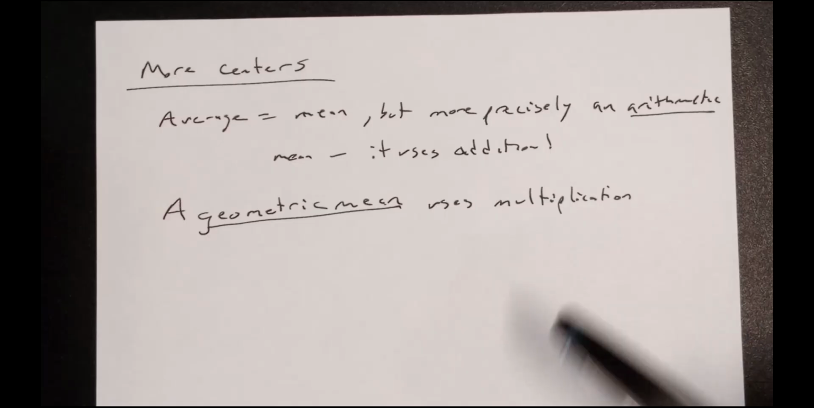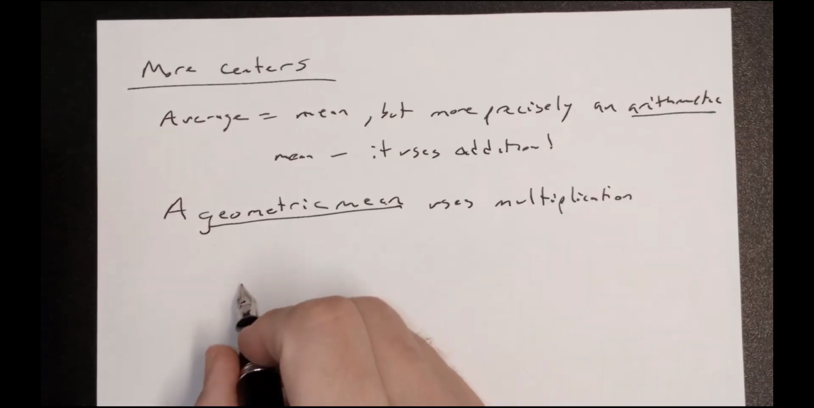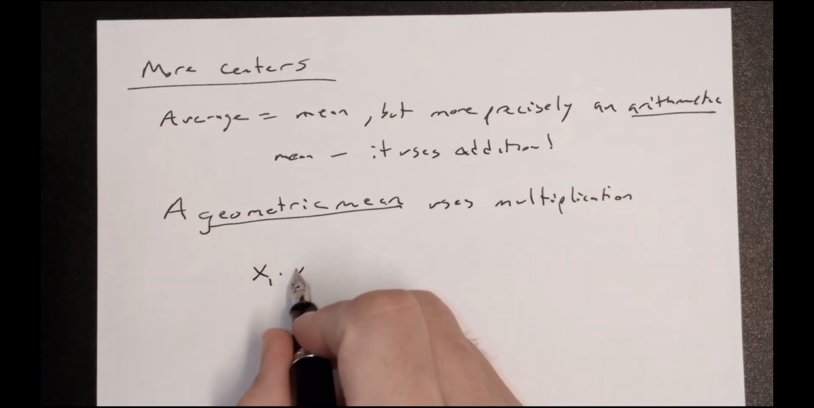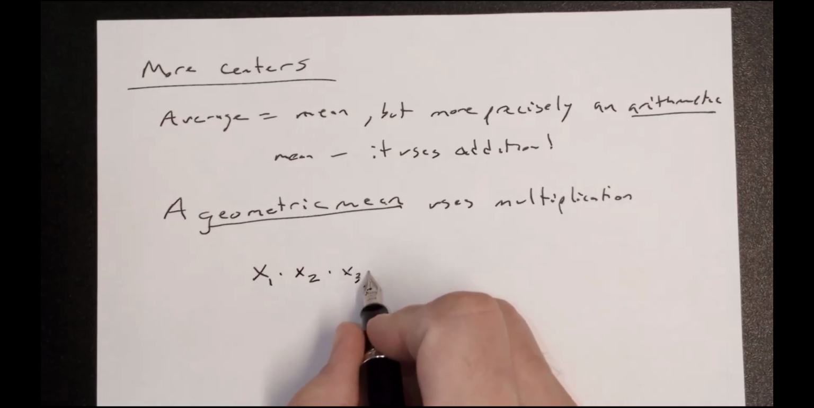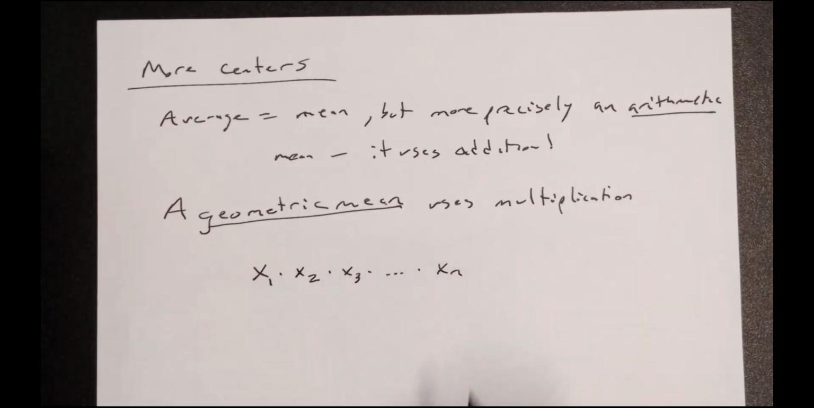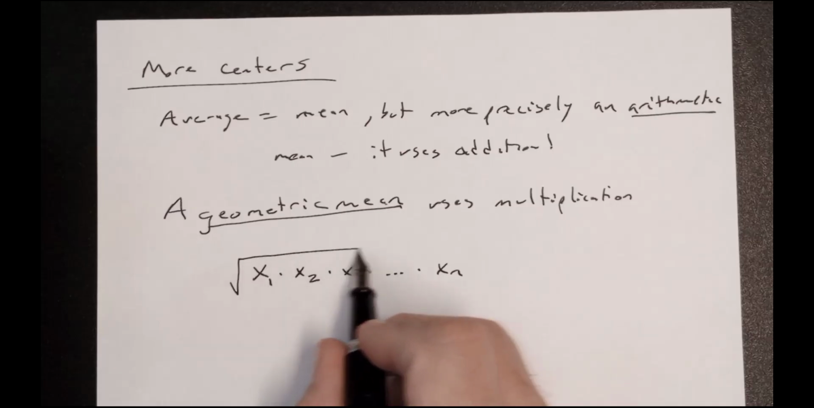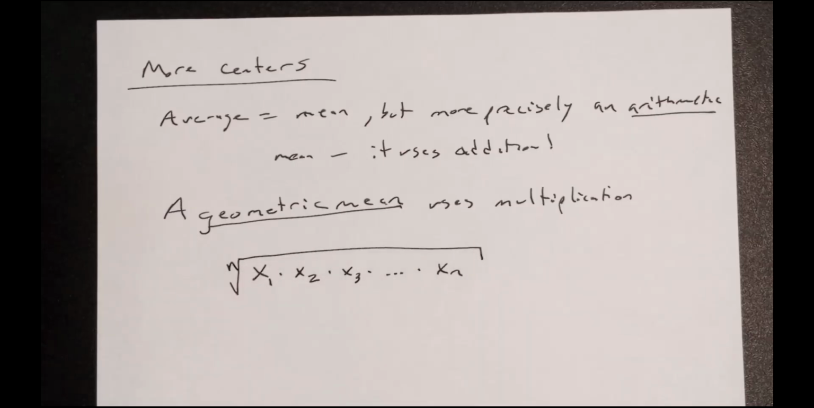So if I multiply the numbers together, to unmultiply, I'll take a root. A geometric mean uses multiplying. What we do is we take the product of all of these numbers. And then I have to take a root, but not a square root. I have to take an nth root. So if I had 3 numbers, I'd take a third root. If I had 7 numbers, I'd take a 7th root. If I had 19 numbers, I take a 19th root.